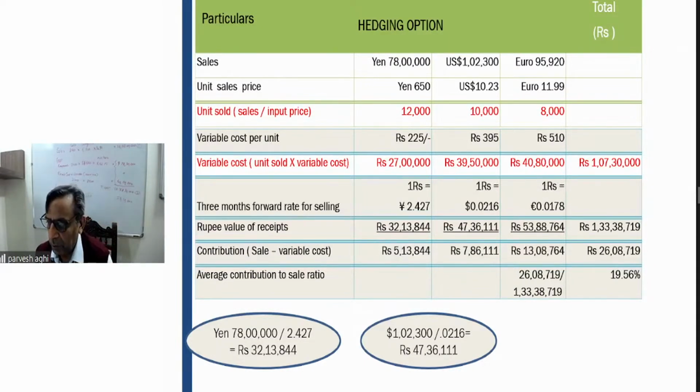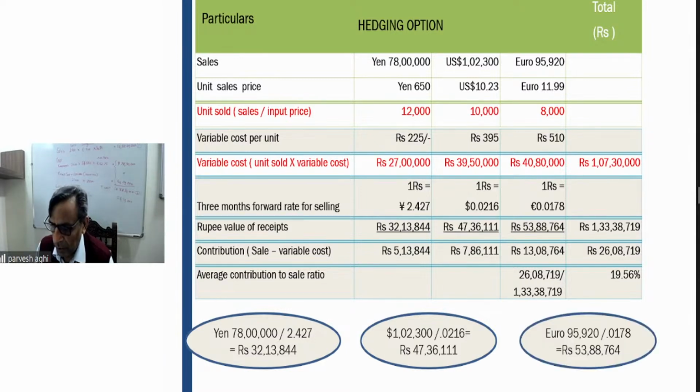Similarly, we can calculate for euro. The euro rate was 1 rupee equal to so many euros. So we take the same thing, 95,920, and divide it by 0.0178, which becomes the bid rate. Since he's selling, the bid rate is applicable. But in the question, we are actually picking up the ask rate and converting it into the bid rate by making the reciprocal of that, because the quotation is given in an indirect quotation.